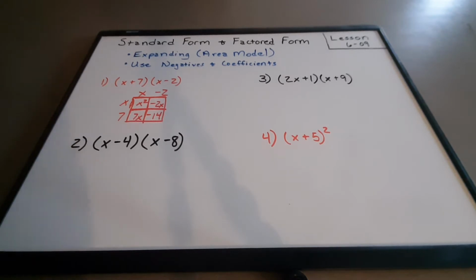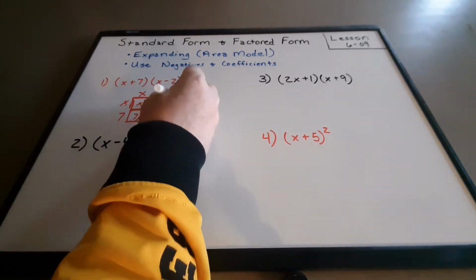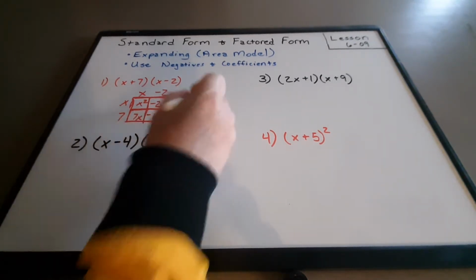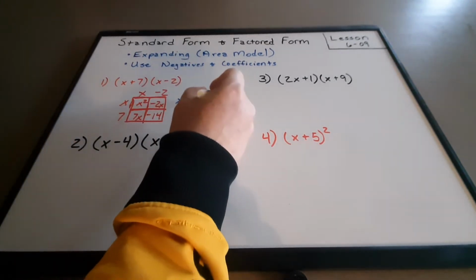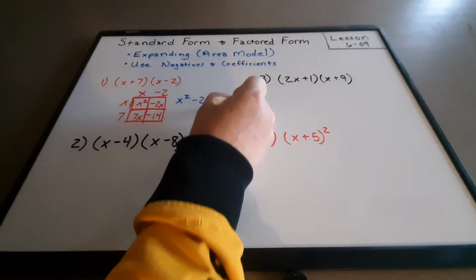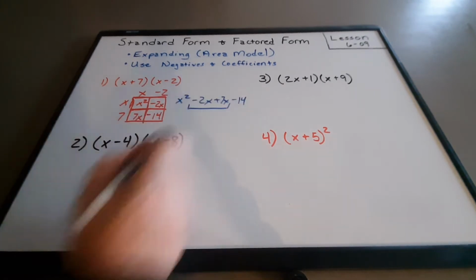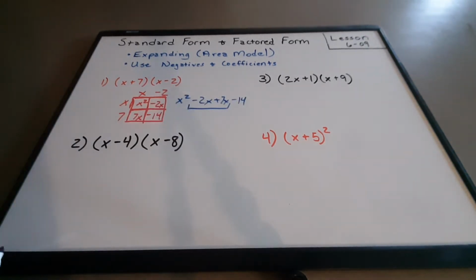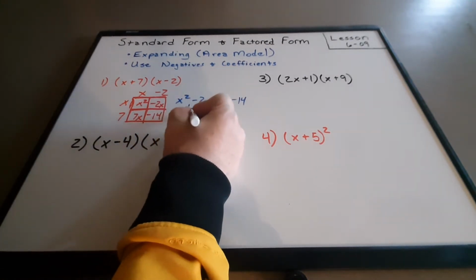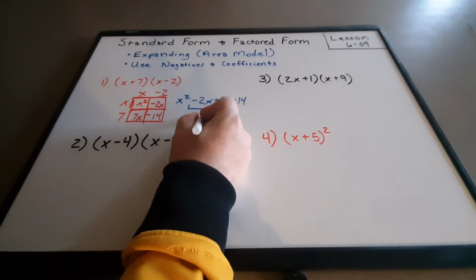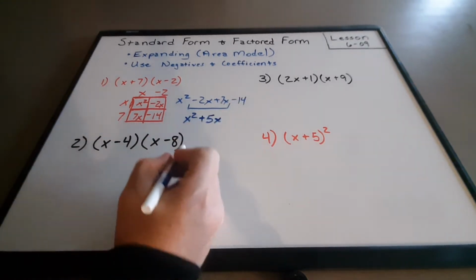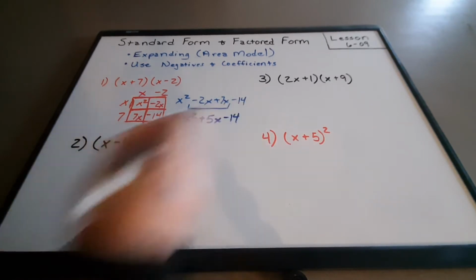So then as we write this out, we're going to get x squared, we have negative 2x, we have a positive 7x, and we have a negative 14. We still have like terms. Key here is to factor the negative 2 in. So this is negative 2x plus 7x, so we're going to get x squared plus 5x. Positive 7 and negative 2 make positive 5x, minus 14.